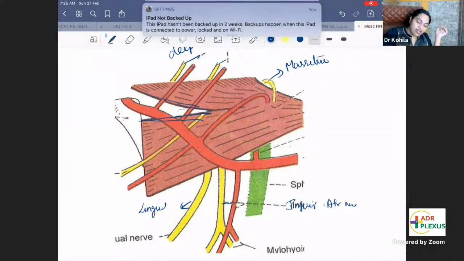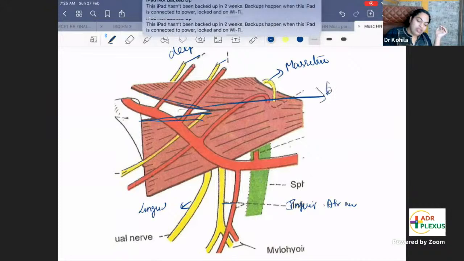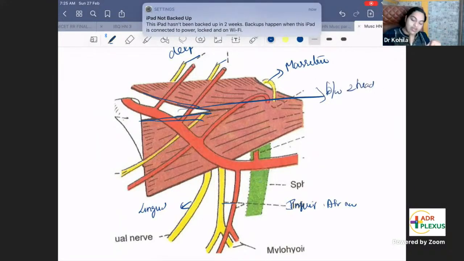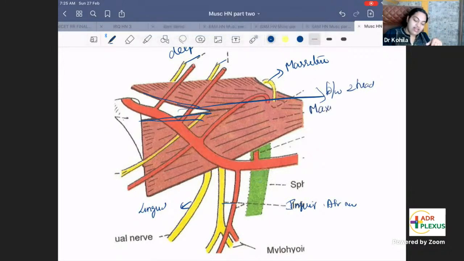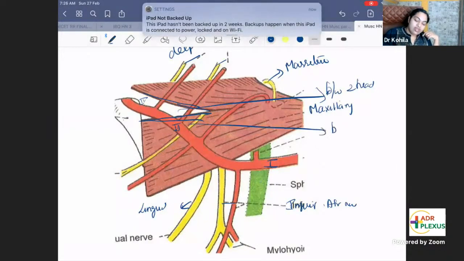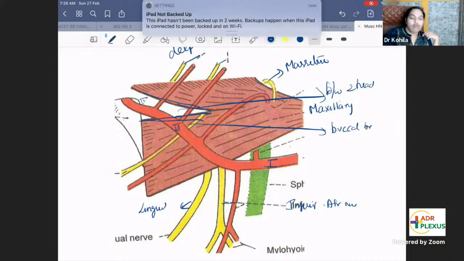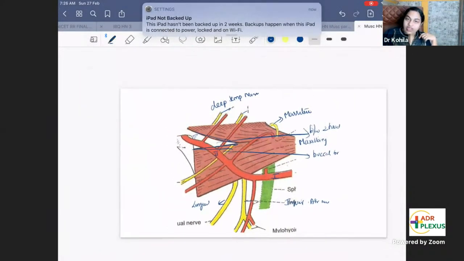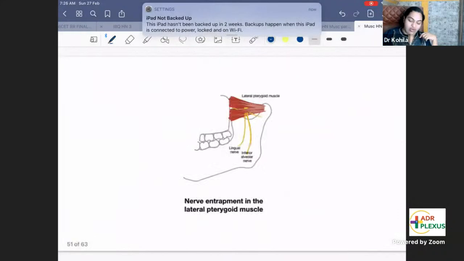But most important is the structure passing between the two heads of the lateral pterygoid. You see the artery. Any idea what it is? The maxillary artery. This will be the first part of the maxillary artery, this will be the second part, and this will be the third part. And you see a nerve also. That's the buccal branch of mandibular nerve, passing between the two heads of lateral pterygoid.